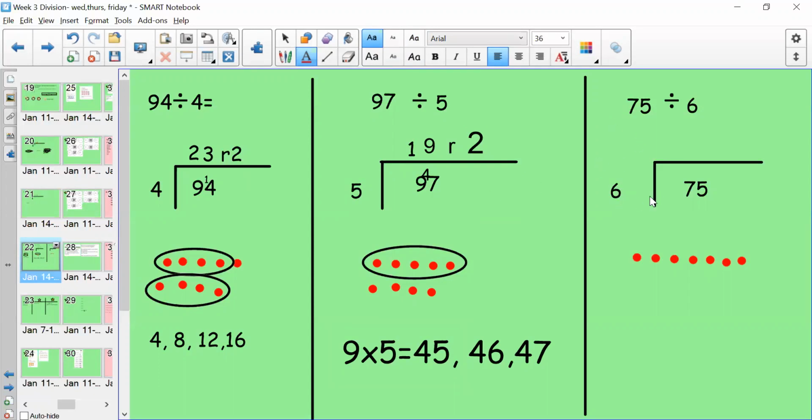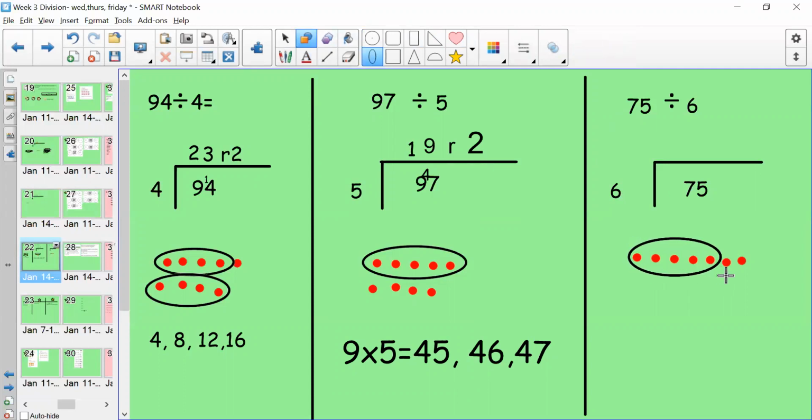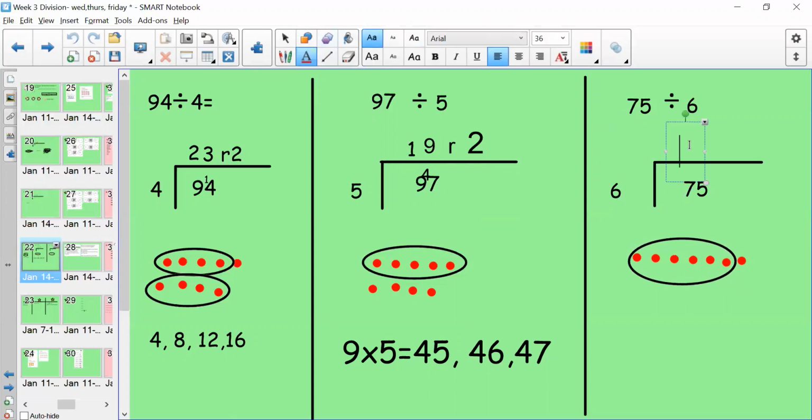Okay, and then the last one, 6 going into 7 to make it easier. So if we circle 6, 1, 2, 3, 4, 5, 6, you can see that it goes in once. And the remainder is 1.